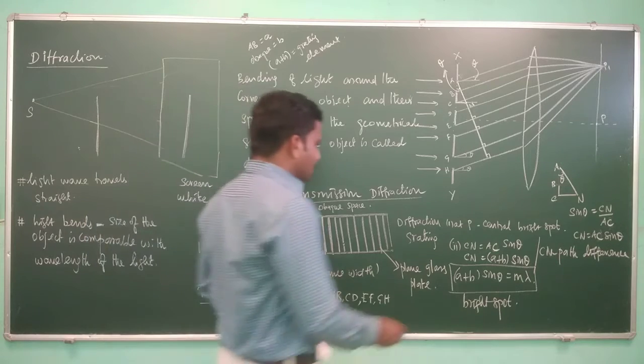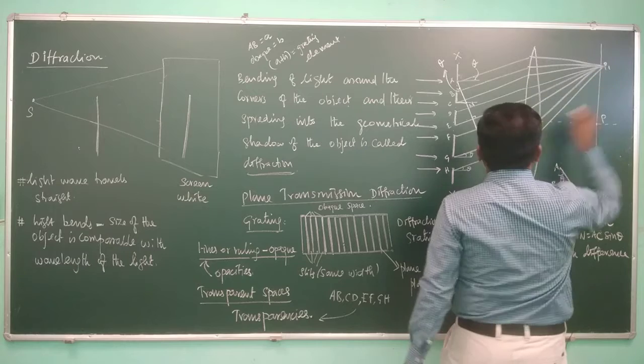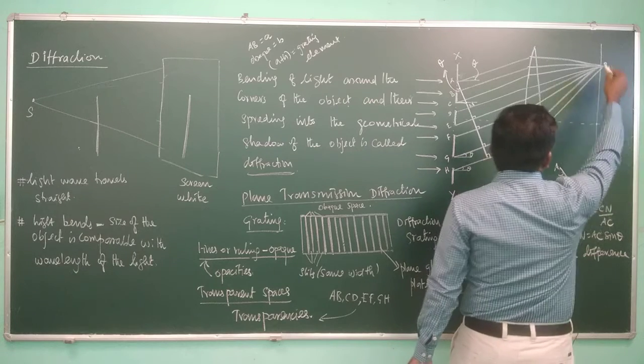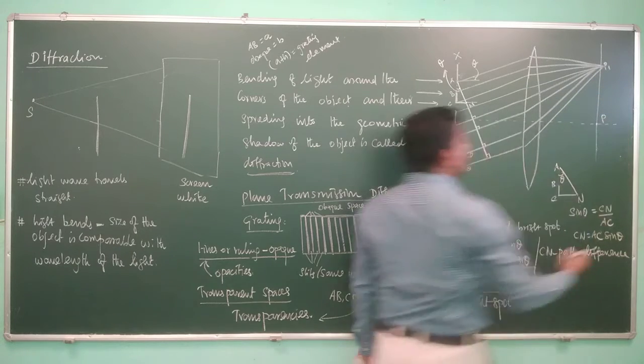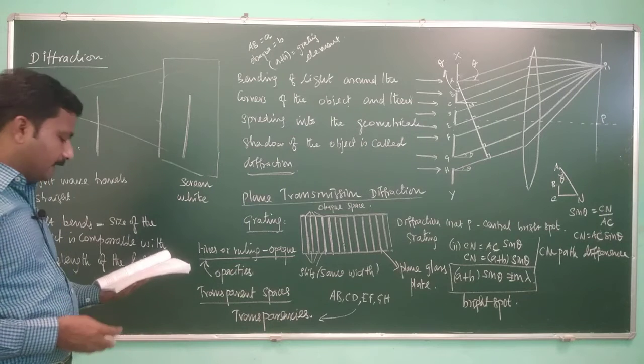Now, this m could be plus or minus, right? When compared with the principal axis, if you are going upwards, it is plus m; if you are going downwards, it is minus m, right? Fine.